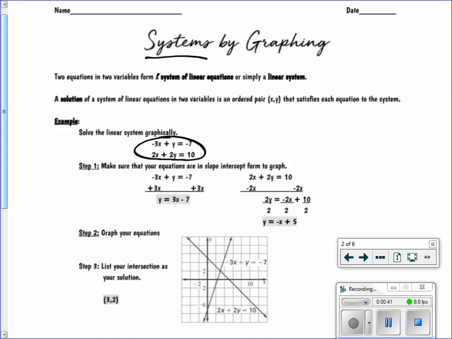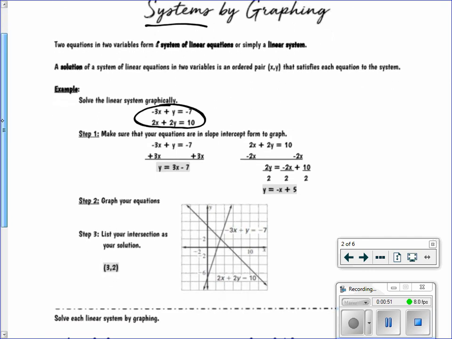There are three ways that we are going to solve systems. Today is graphing. Tomorrow and Monday will be another type, and then next week, at the end of the week, we'll have the third type. Today is going to be graphing.